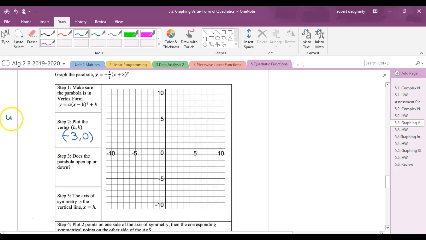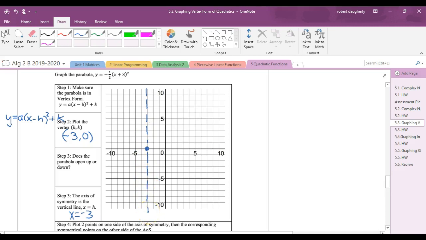If I get it in the form y equals a times (x minus h) squared plus k, k is 0 here, and this is x minus negative 3. So it's negative 3, 0. My vertex is at negative 3, 0, which is right here. What's the equation of the axis of symmetry? x equals negative 3. It's just the x value of the vertex. So there's a line going through the x value of the vertex.